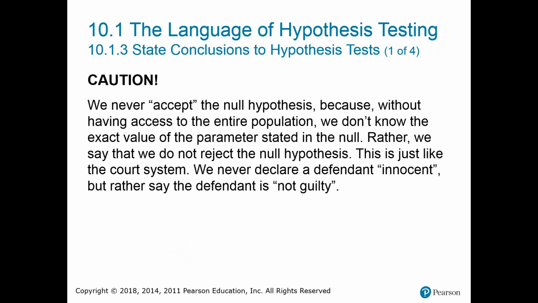Here at the end of this section, we look at another word of caution from Chapter 10. We never accept the null hypothesis, because without having access to the entire population, we don't know for exact assurance that we can accept the null hypothesis. So rather than accepting it, we say we do not reject the null hypothesis. It's just like in the court system. We never declare a defendant innocent, but rather say the defendant is not guilty.